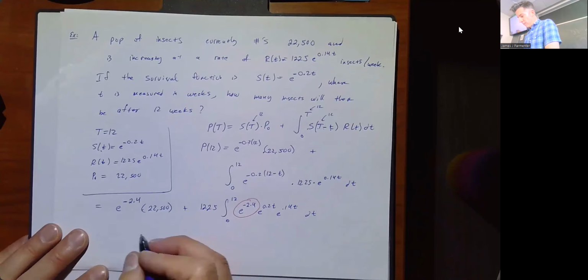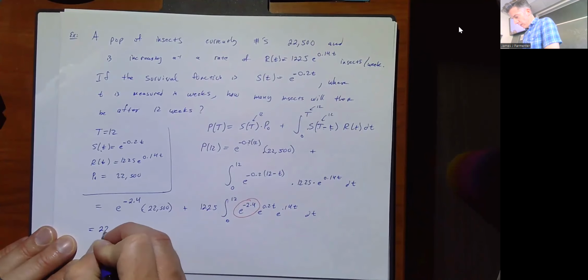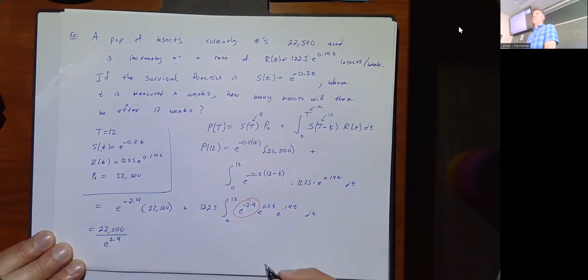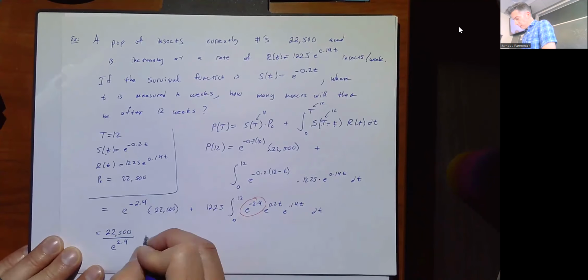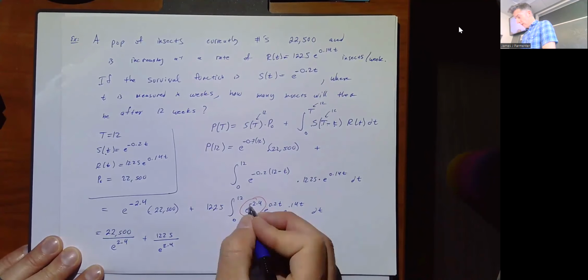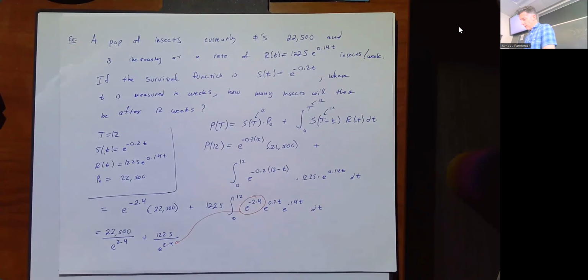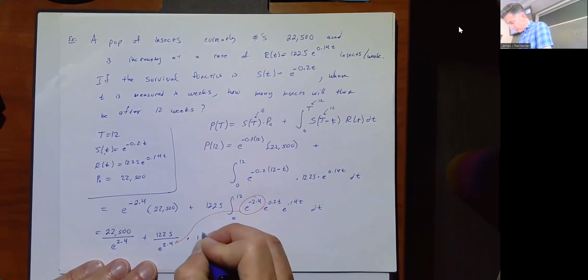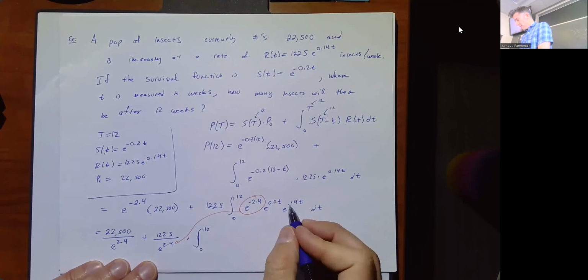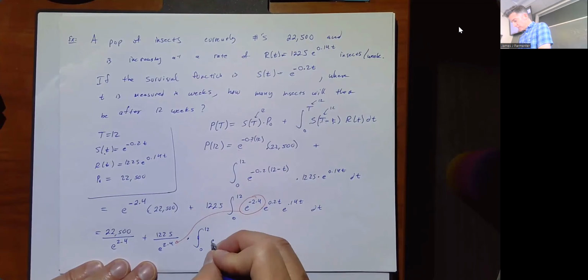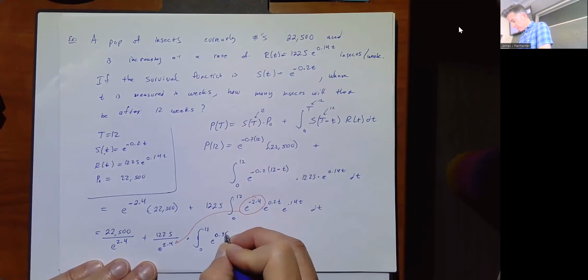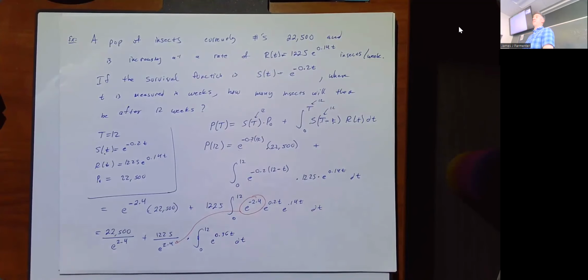So let's do one more rewrite and then we'll finally integrate. We've got 22,500 divided by e to the positive 2.4, because that's probably how people are going to write it. Plus 1,225 divided by another e to the 2.4, because I'm bringing that one out as well. Right, let's just write it down there. There we go. And then finally, times the integral from 0 to 12 of e to the 0.36 t. That is not terrible. We know how to integrate e to the something times t.